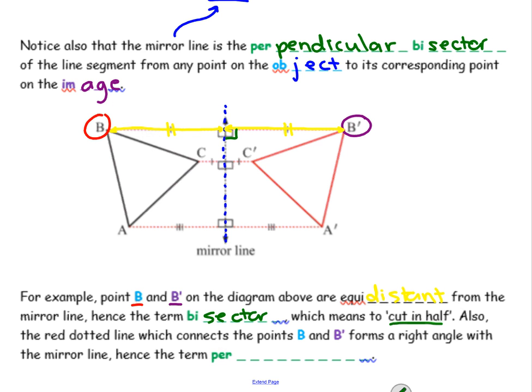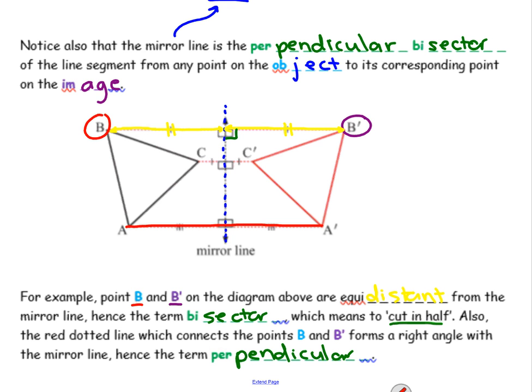Hence the word perpendicular. So that's why the mirror line is a perpendicular bisector of the line segment from any point in the object to its corresponding image. So that's that line there. So the mirror line is a perpendicular bisector of that red line that I've just drawn there. Same thing you'll see on this one. The mirror line, the blue dashed line, is the perpendicular bisector of that line there, connecting the original point C and its image point. Same thing, that bisects that one.